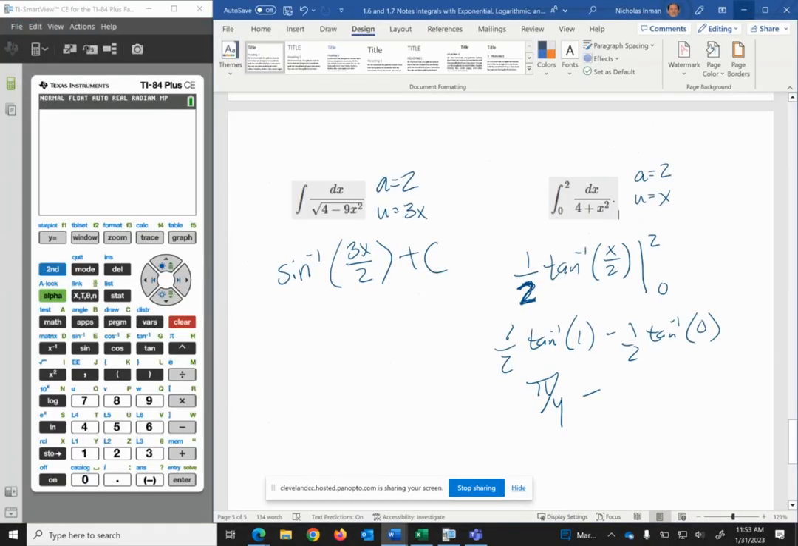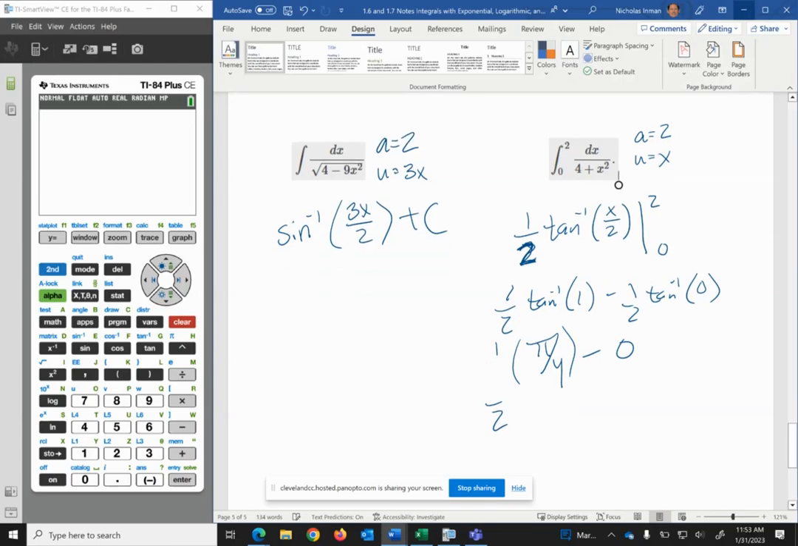And tangent inverse of 0. Tangent of what gives you 0? Well, that answer is actually 0. All right, so 1/2 times pi over 4 there. That's pi over 8 minus 0, still pi over 8.